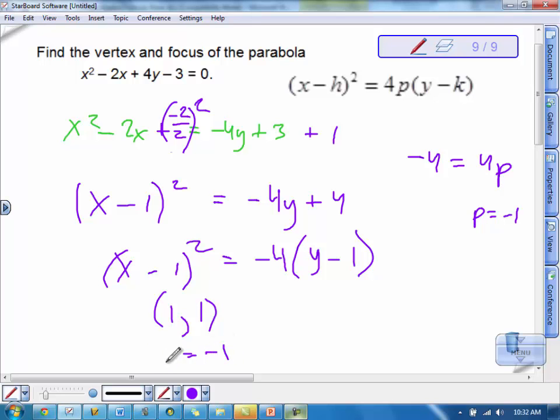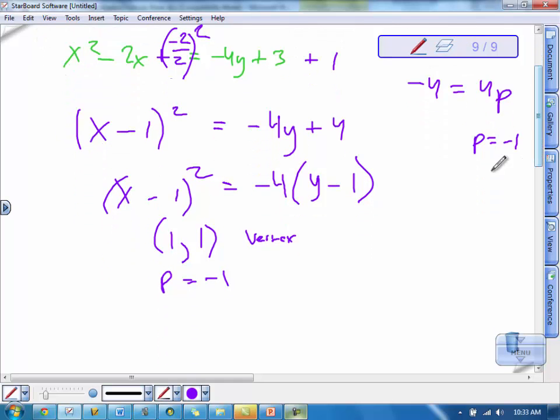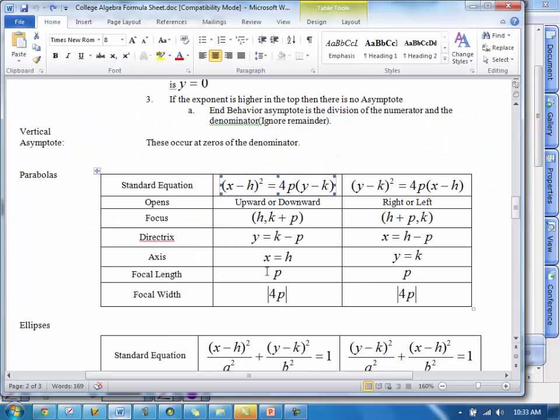And that's all I need because it asked me to find the vertex, which is this point right here, the center. The vertex is at (1, 1). And p is negative 1. So if I look at that on the formula sheet, for parabolas that open upward or downward, the focal length is p. The focus is at (h, k plus p).